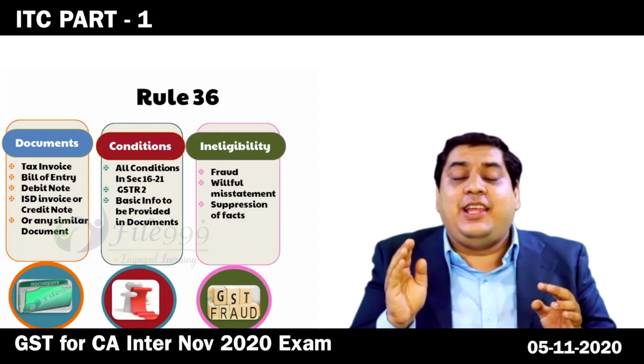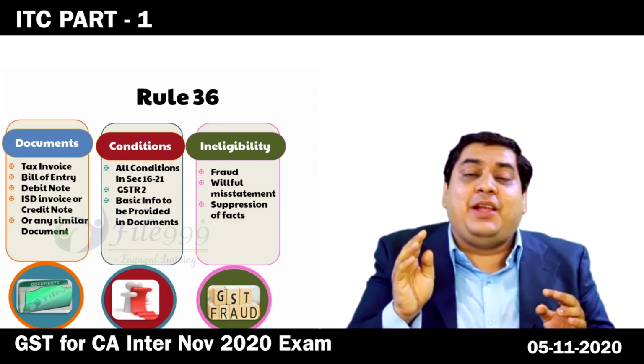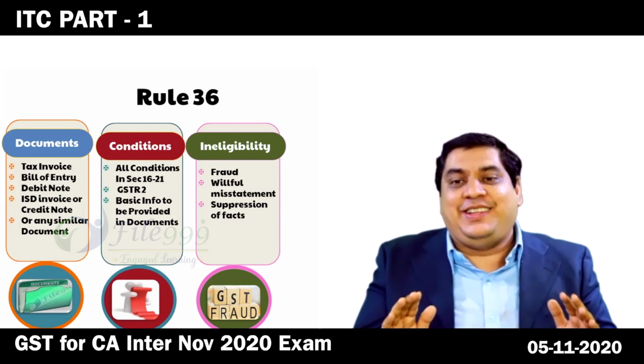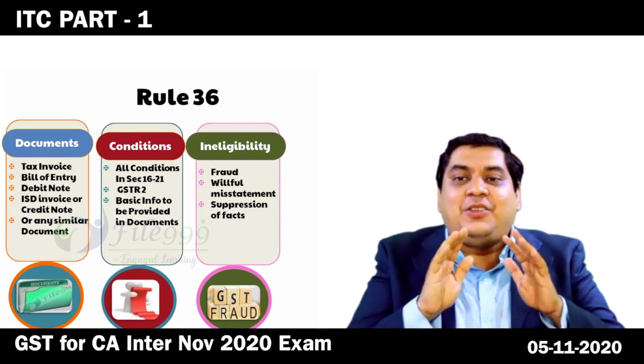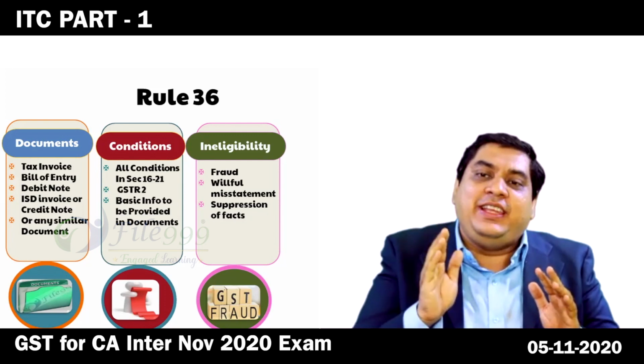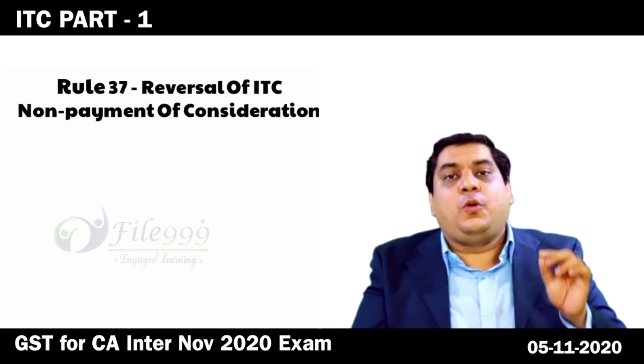If a person is claiming ITC which is subject to any fraud, willful misstatement, or suppression of facts, then he will not be eligible to claim ITC. So, if a person is not following the law properly or is violating it or willfully doing any tax evasion, then ITC cannot be claimed. Next, we'll look into Rule 37.